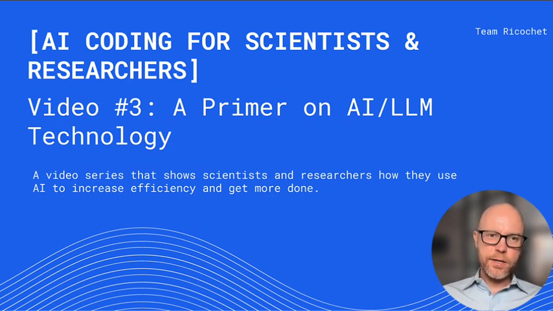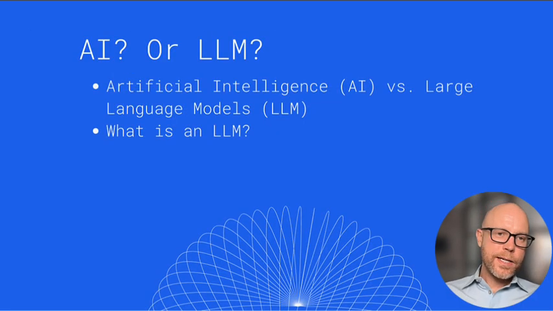This is the third video in a series that shows you, as a scientist or a researcher, how you can increase your efficiency and get more done using little tools that you can make with AI, without being a software developer yourself. Today, the first thing I want to cover is the difference between AI and LLM.